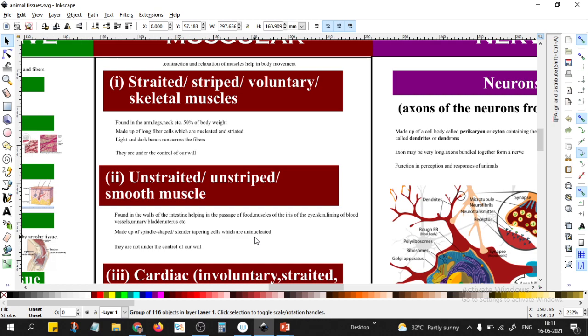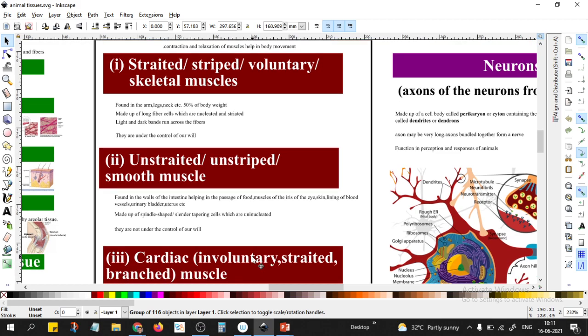Involuntary. Of course it is not under our control. If I want my heart to beat fast, it will not beat fast. It is having its own brain, it will do its own work. Striated, it is also striated, and also it is branched. This branching pattern is not there in either of the above two. Okay, so let us see one by one.